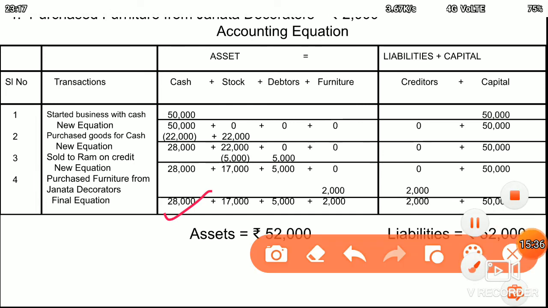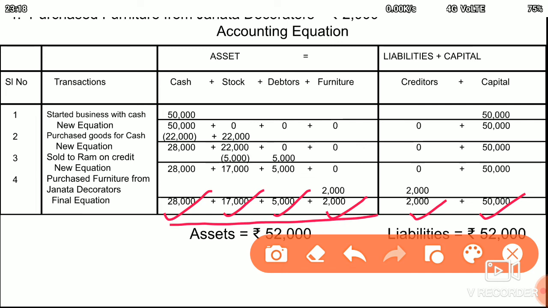cash is 28,000, it is not changed. Stock is 17,000, it is not changed. Then debtors 5,000, the balance remains the same, but furniture has increased by 2000 rupees and creditors have increased by 2000 rupees, and capital remains the same as 50,000 rupees. Now if we add the total assets, we get 52,000, and if we add the liabilities and capital, we get 52,000. So the assets are equal to liabilities plus capital.